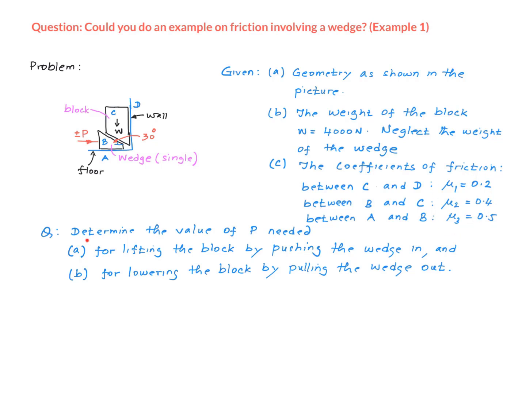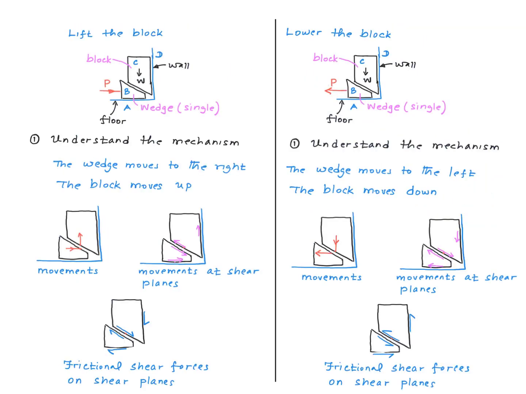The question is to determine the value of P needed, part A, for lifting the block by pushing the wedge in, and part B for lowering the block by pulling the wedge out. Since there are lots of similarities between the two parts of the problem, we'll do them side by side here. This column right here is for lifting the block, and this column is for lowering the block.